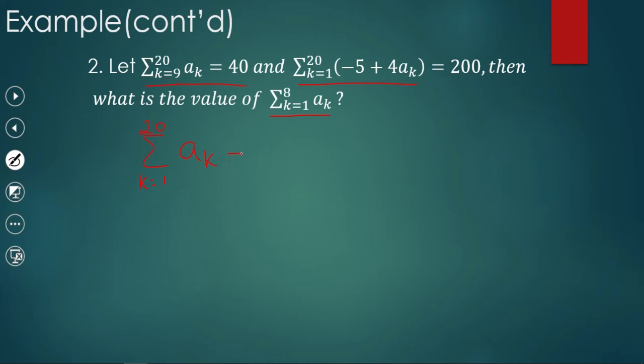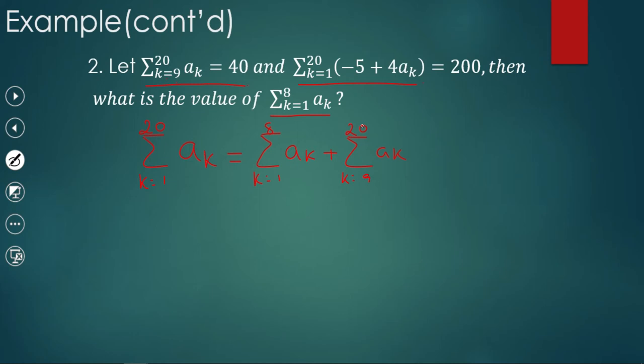This is equal to the summation of a_k, k starts from 1 up to 8, plus the summation of a_k, k starts from 9, the next term after 8 is the 9th term, 9 up to 20. So we know this property. Using this property, I can find this one.